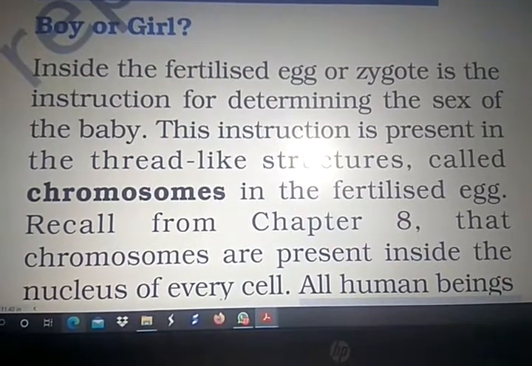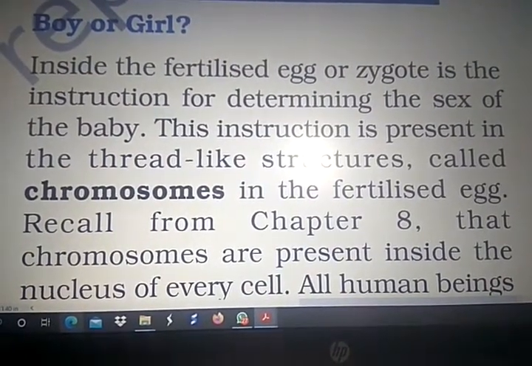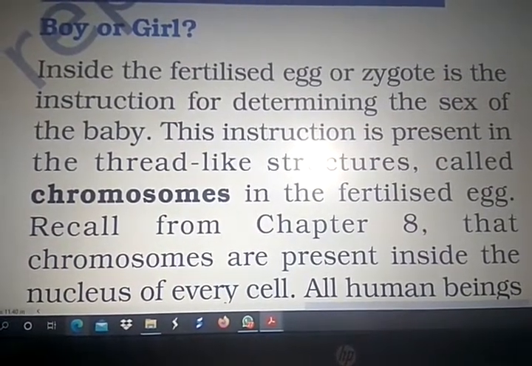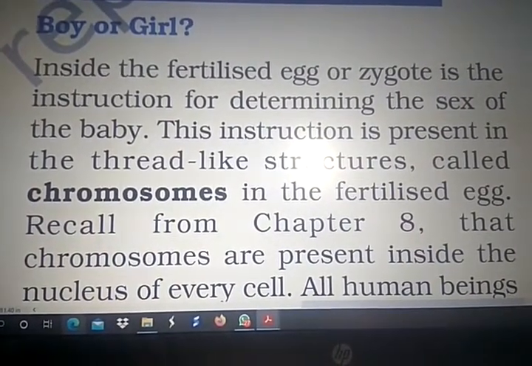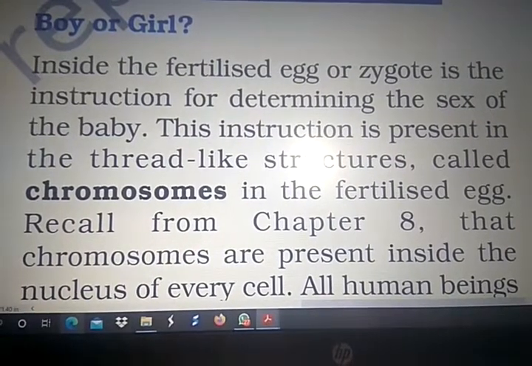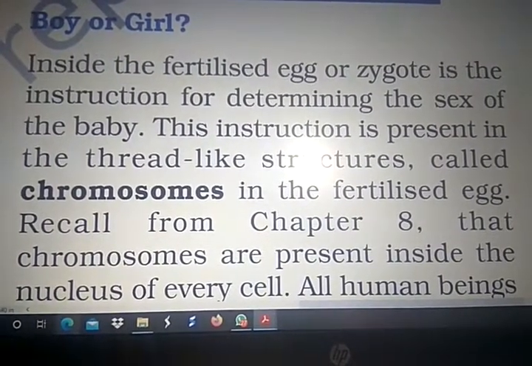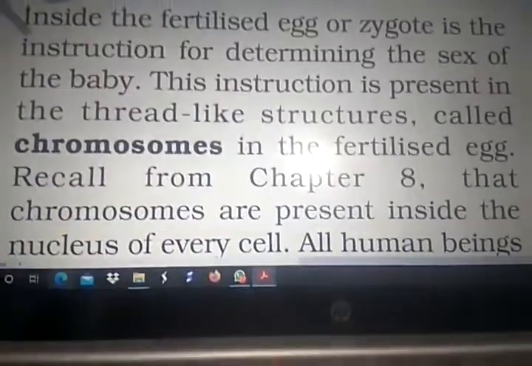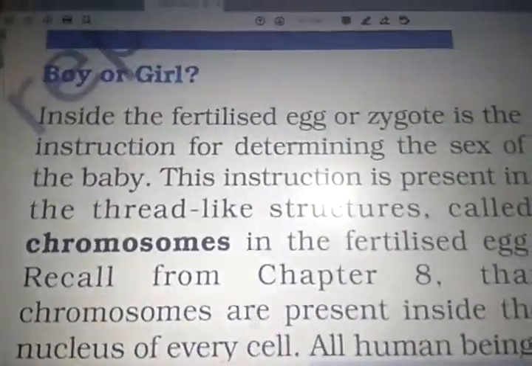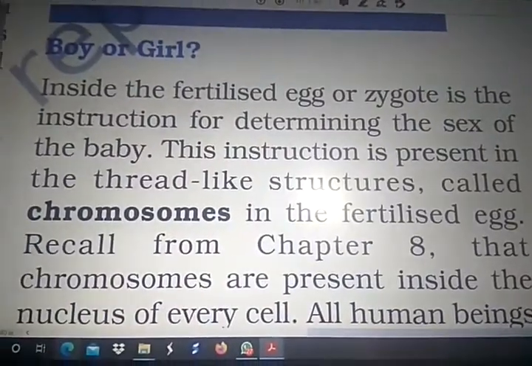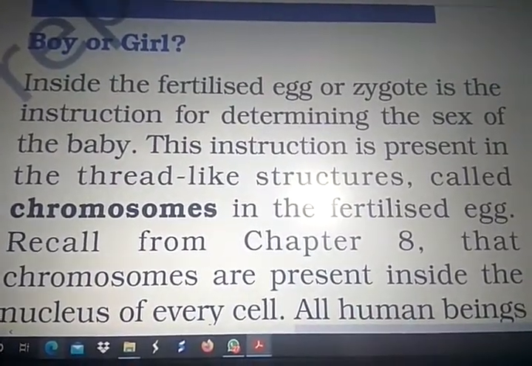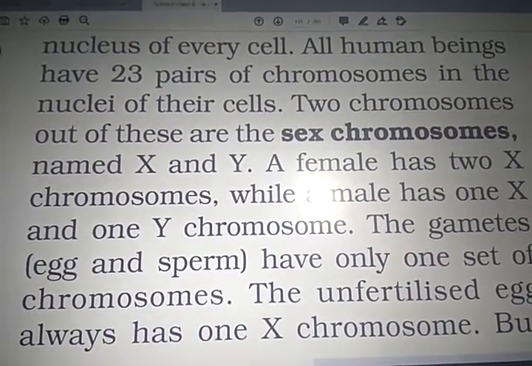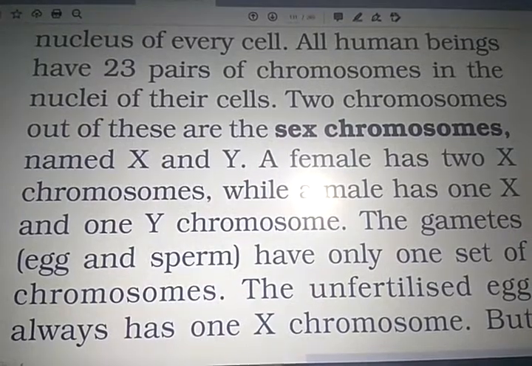Inside the fertilized egg or zygote are the instructions for determining the sex of the baby, right? Now this instruction is present in the thread-like structures, that is chromosomes, which we have seen in chapter number 8. These chromosomes are present inside the nucleus of every cell. All human beings have 23 pairs of chromosomes, right?